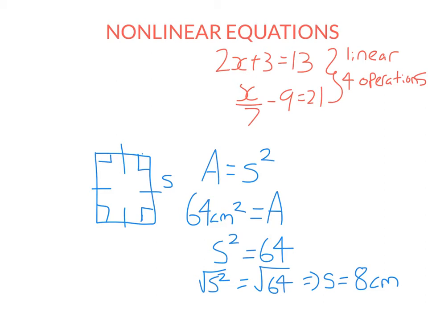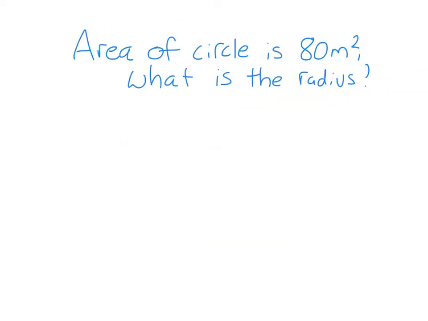Now, some of you are probably thinking, okay, that was so easy, I could have done it in my head. Okay, let's look at a more complicated example now. Let's have a look at this question here. The area of a circle is 80 meters squared, and we want to find out what the circle's radius is. Well, we know that the area of a circle is pi r squared, right? We know that because we did it in term 2.